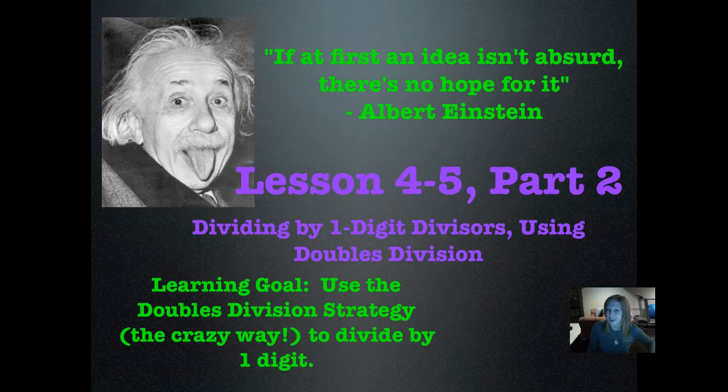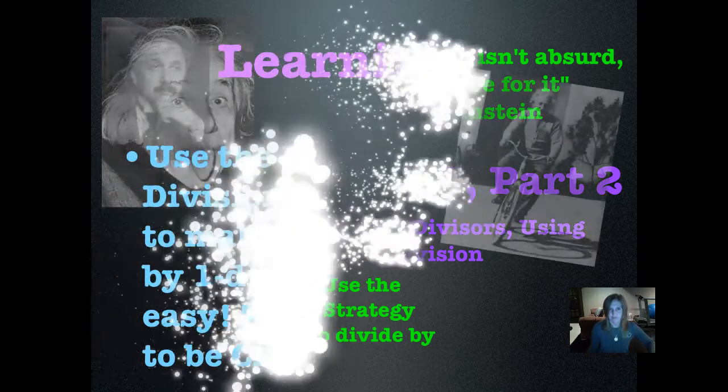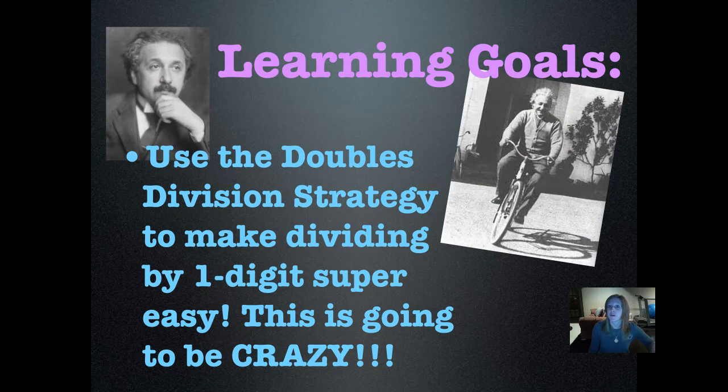This is going to be kind of crazy for some of you. You've learned division using the standard algorithm, and it's going to be a big adjustment to step outside that box of what you know and try something totally new and a little bit crazy. Our learning goal today is to use the doubles division strategy, or what we call the crazy way of dividing, to divide by one digit. We have just one goal today: to use the doubles division strategy to make dividing by one digit super easy. It is going to be crazy.